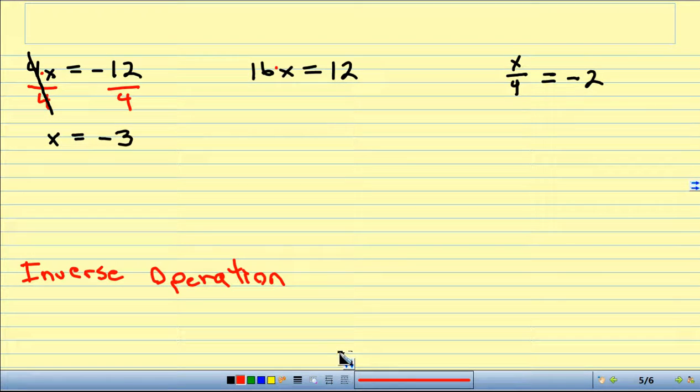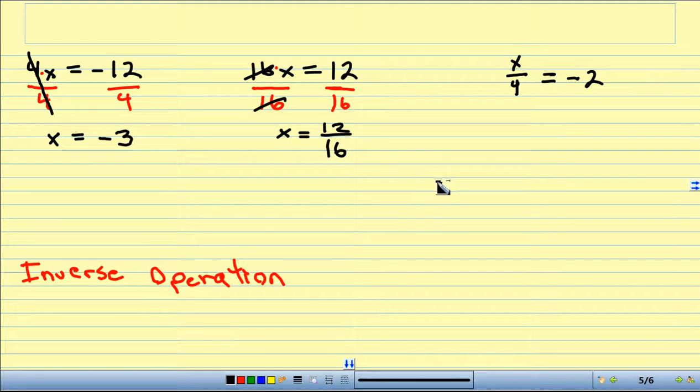So the inverse operation of multiplying by 16 is going to be, again, dividing by 16. So divide by 16, not 4. Don't know what I'm thinking. Divide by 16, divide by 16. And then that means this 16 and this 16 are going to cancel out. So I'm left with x equals 12 over 16.